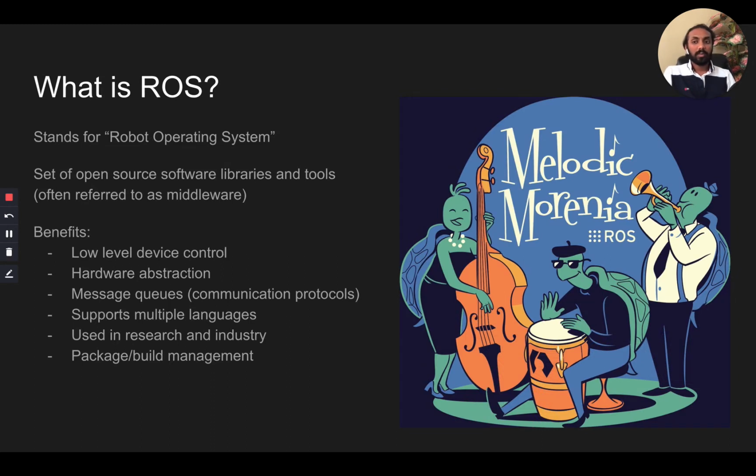What is ROS? Well, ROS stands for Robot Operating System. It's a set of open source software that includes some libraries and tools that will be really helpful for working with robots.